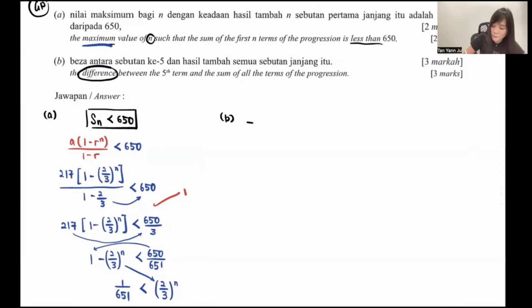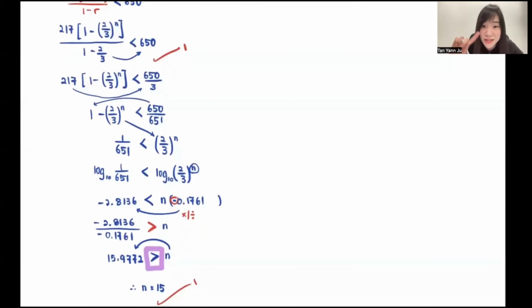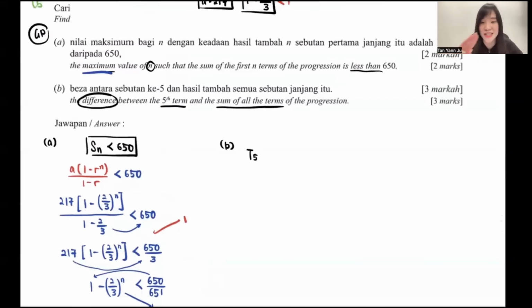So now they want to compare the fifth term. Term is T. Fifth term is T5. And guys, fifth term and sum of all the terms. A lot of students thought sum of all the terms, they will tell me, teacher, S15. Guys, just now I got 15 doesn't mean this question only has 15 terms, you know. They say sum of all the terms. How do I know how many terms there are, my dear?